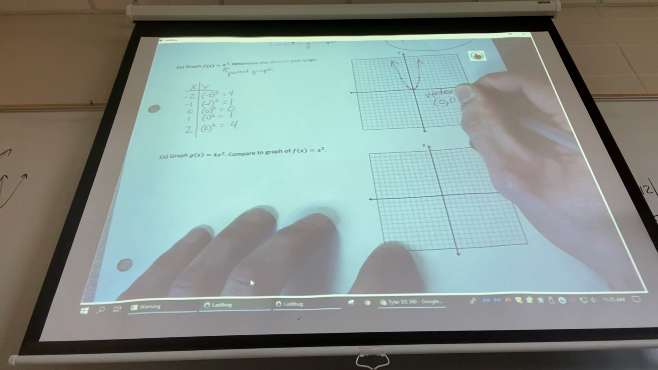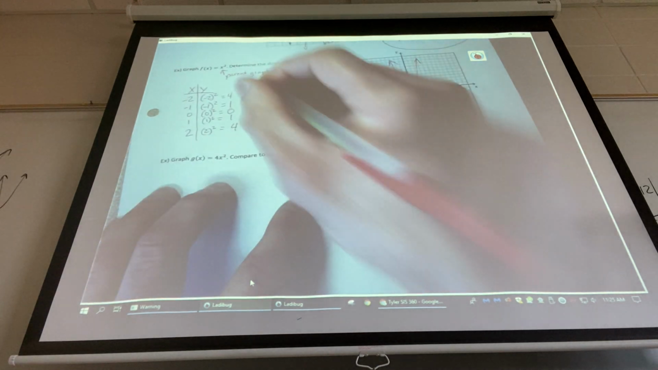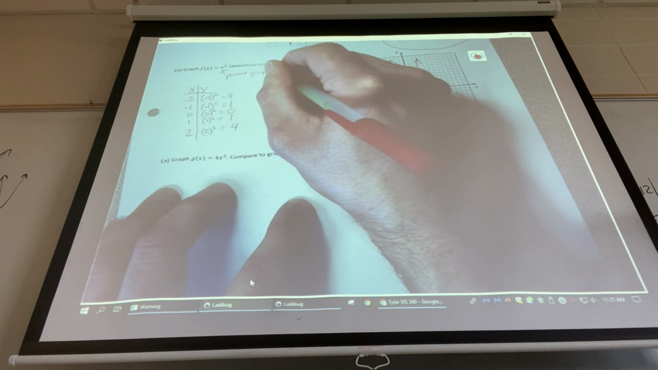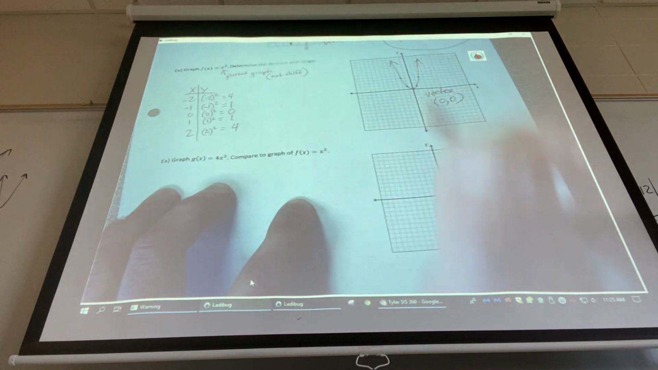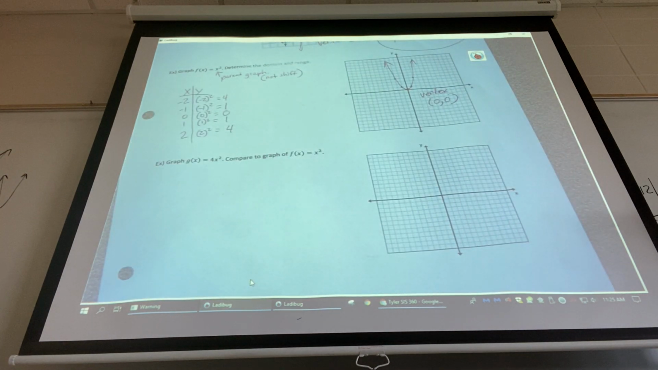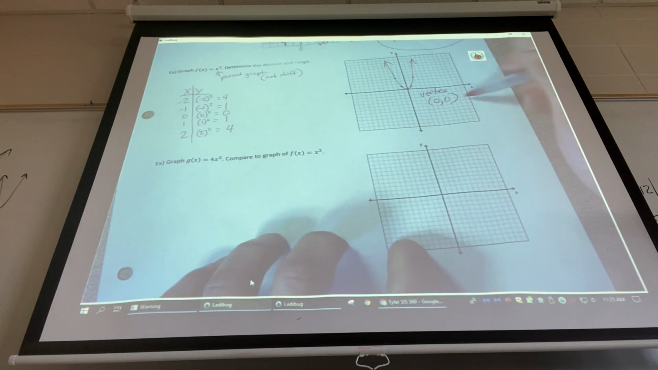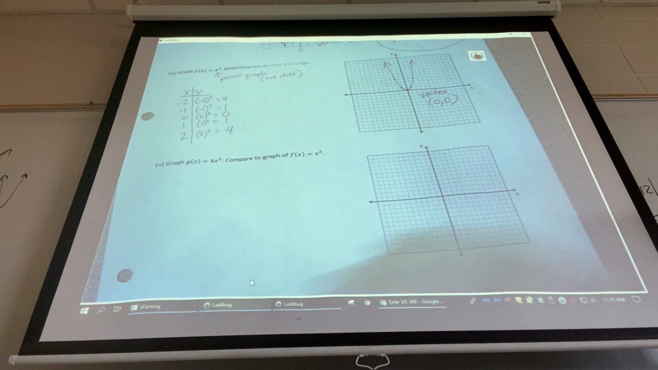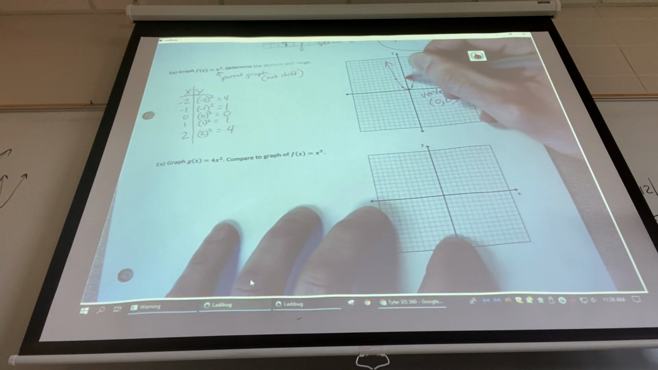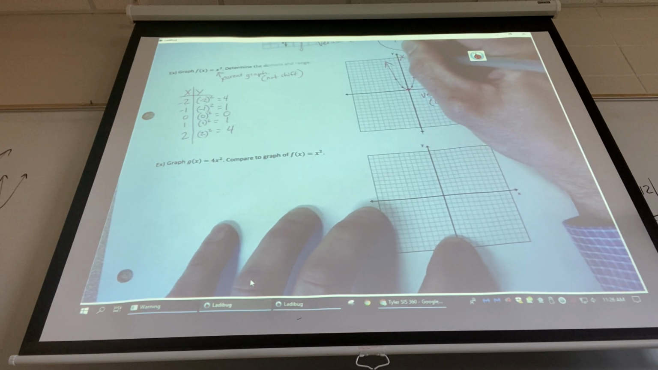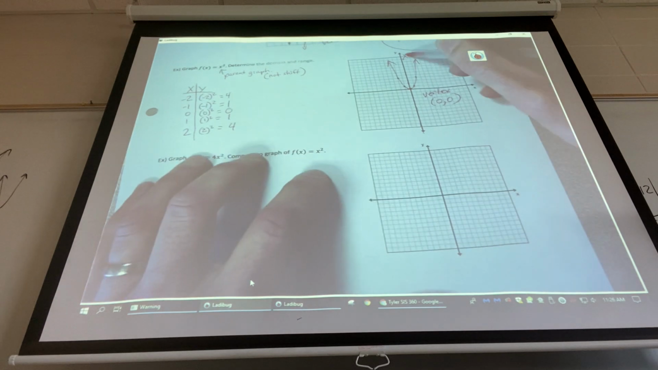0, 0. So it turns out on a parent graph, and by the way, parent graphs are not shifted. There's no shift involved. So your vertex is going to be at 0, 0 if there's no shift involved. And then what's our axis of symmetry here? Be clear that it's x equals 0. That's the equation of this line, isn't it?